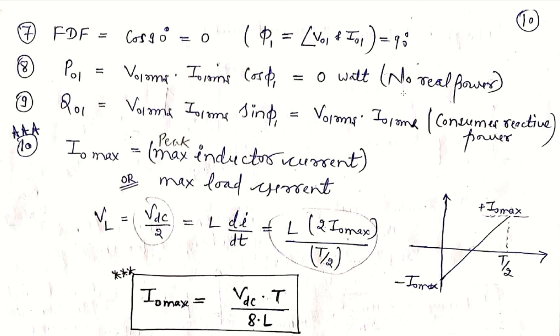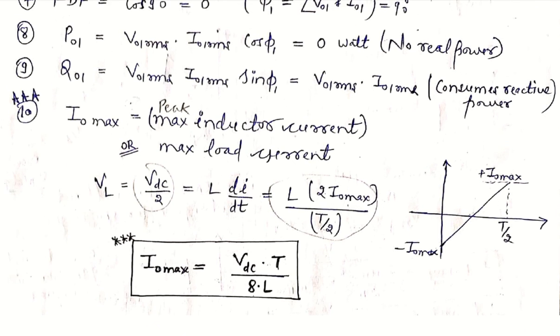So what will we conclude from this? There is no real power. As we all know, an inductor never consumes real power, so it is equal to 0. And Q01, which is the reactive power of the output due to the fundamental component, is equal to V0 RMS, I0 RMS, sin phi 1. If you put the value of phi 1 equals 90 degrees, then it is V0 RMS into I0 RMS. So it consumes reactive power. The inductor consumes the reactive power. This expression is showing that.